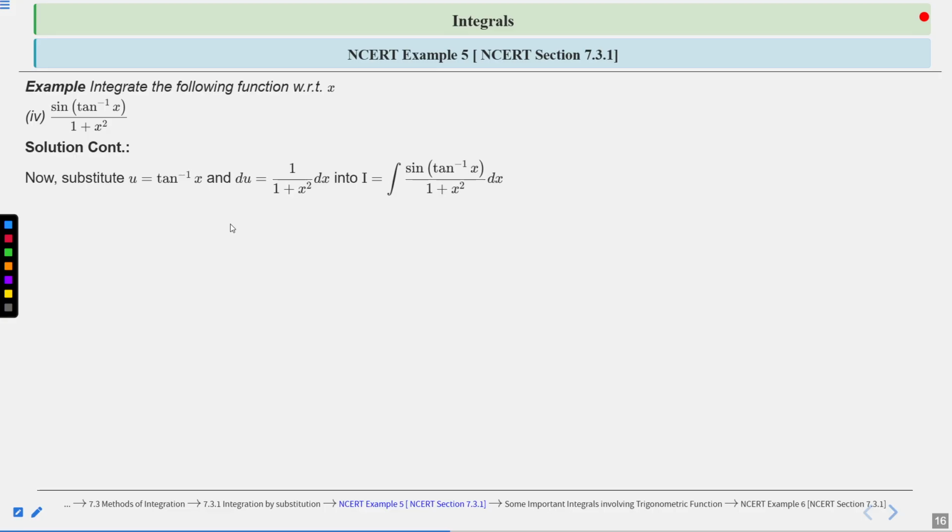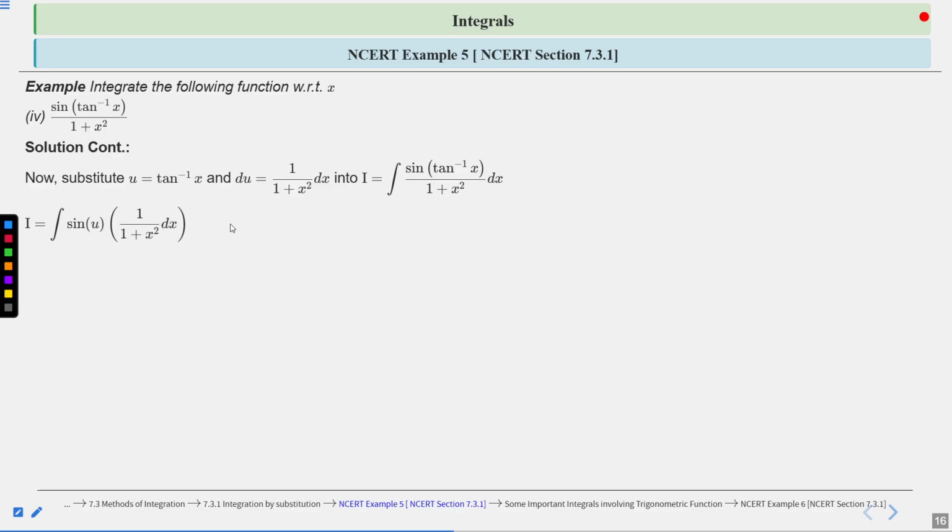Now substitute u is equal to tan inverse x. So du will be equal to 1 upon 1 plus x square dx. I is equal to the integration of sine tan inverse x upon 1 plus x square dx, okay?